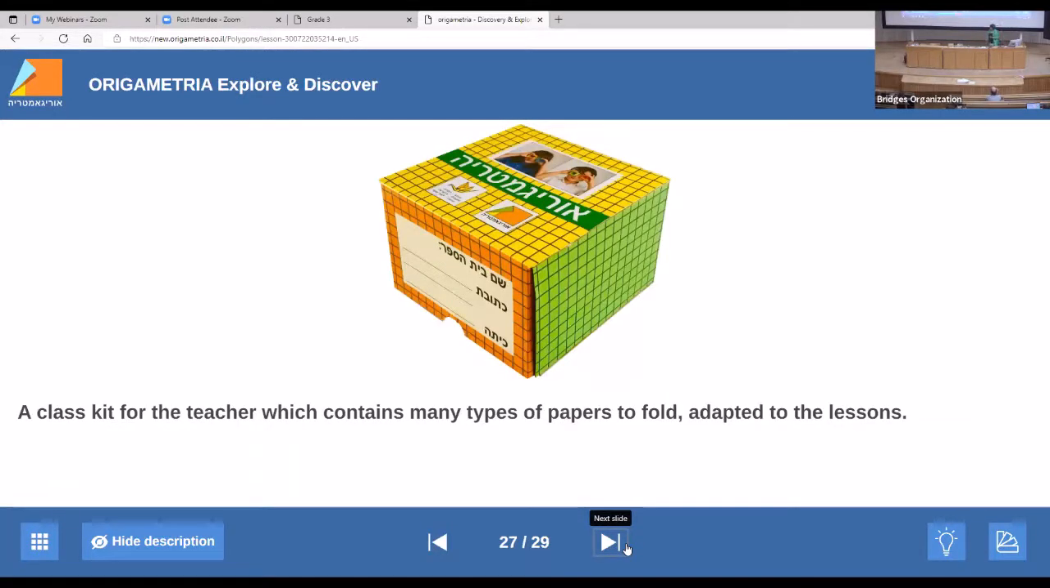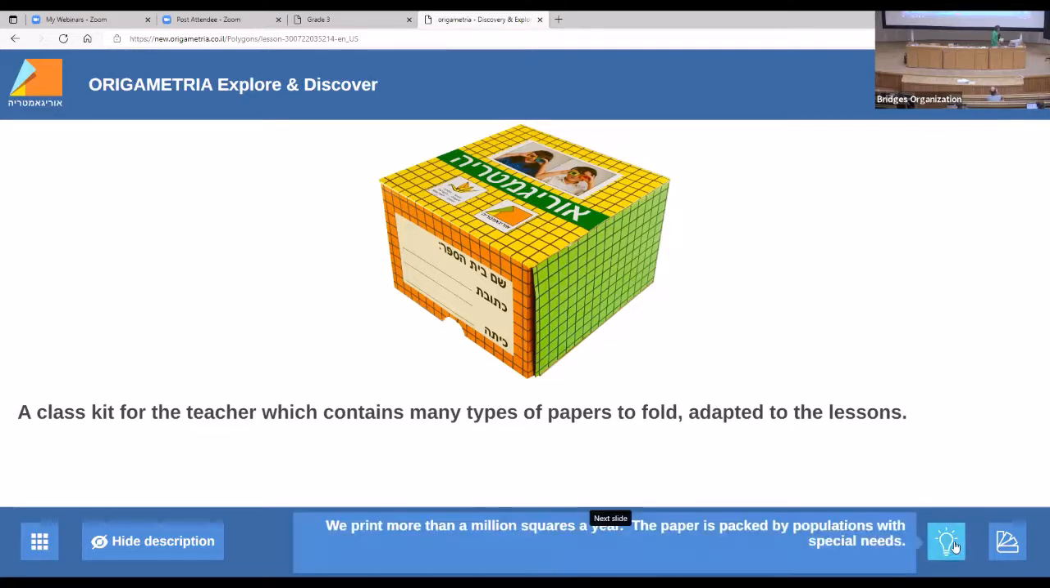So what you see here, you got paper for me. The paper you get, we print them in Israel. I refuse to buy paper from China or from other places. We print them in Israel, and the people who pack the paper are handicapped. And it's very important to me because it gives them work.